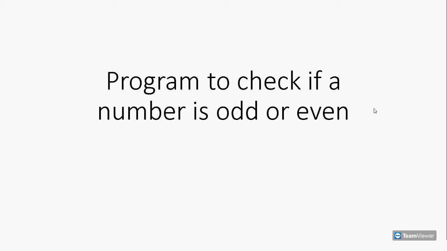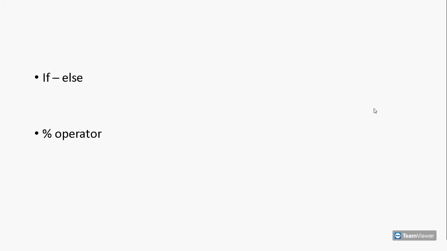This time we will be creating a program to check if a number is odd or even. So let's start. There will be two things that we will be using in this program. The first one is the if-else and the second one is the modulus operator, which is represented by the percentage sign. If-else you already know because I have covered that in a separate video already. And the percentage operator, I will tell you what it does. Basically, the percentage operator gives us the remainder after dividing a number by another number. So let us check in Python how this works.